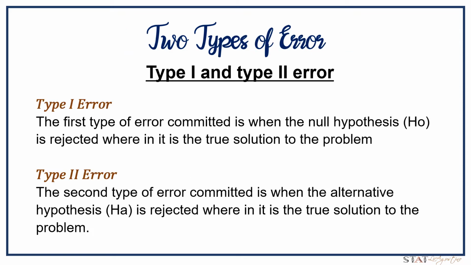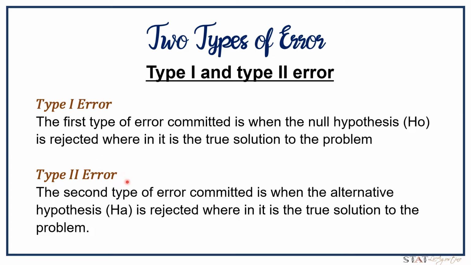Then let's talk about the two types of error. We have two types of error, the type 1 and the type 2 error. Type 1 error, the first type of error committed, is when the null hypothesis, or your H0, is rejected when in reality it is the true solution to the problem. That null hypothesis is supposed to be true, but with your hypothesis testing, you declare it not true, then that is called a type 1 error.